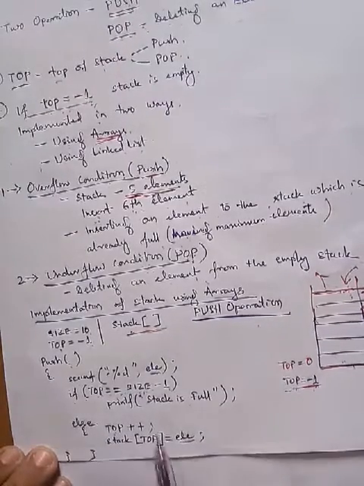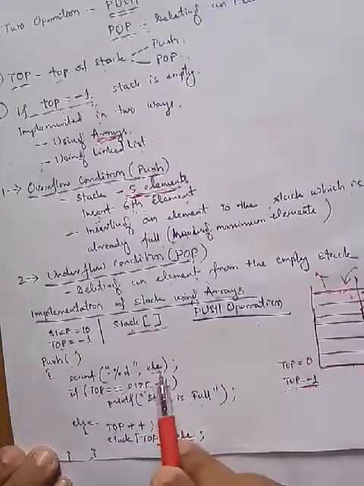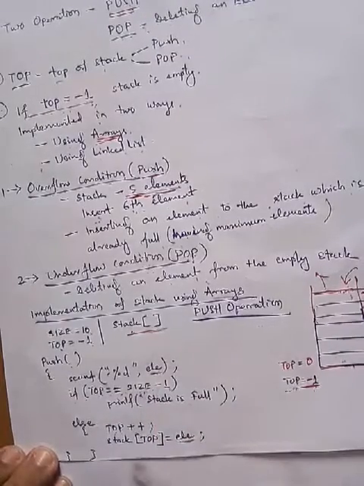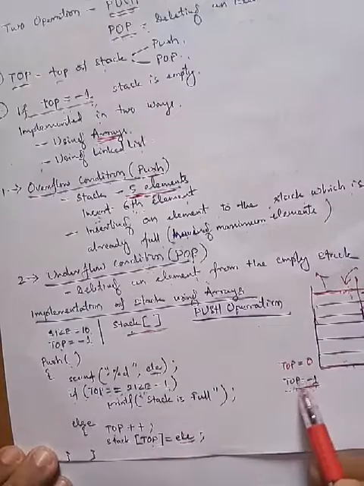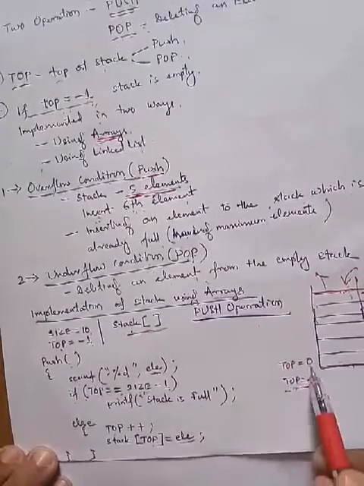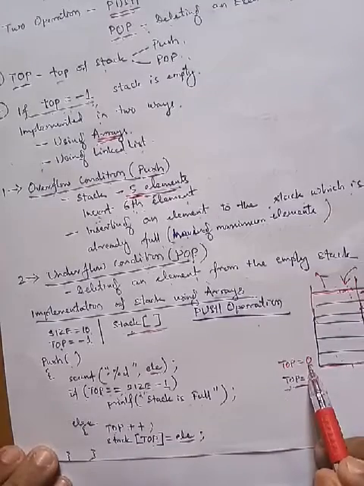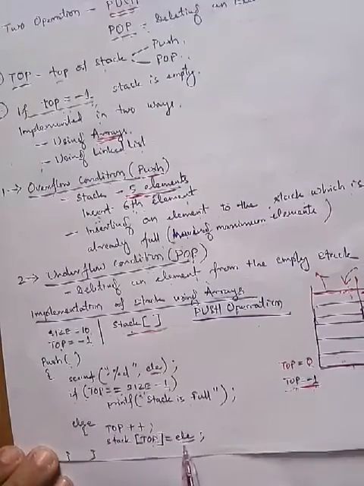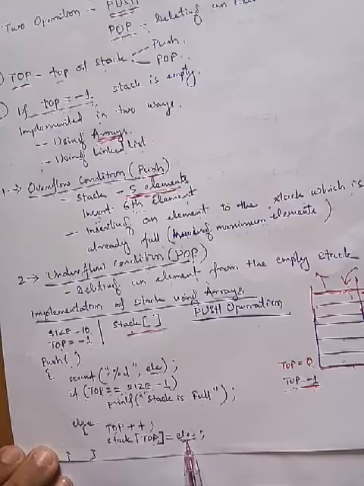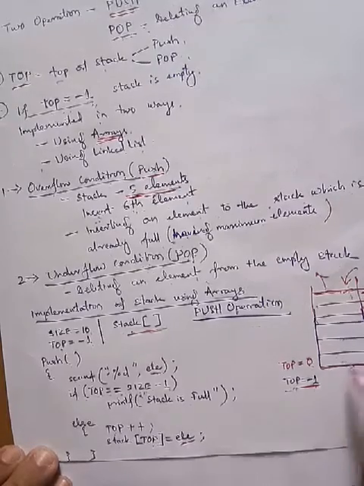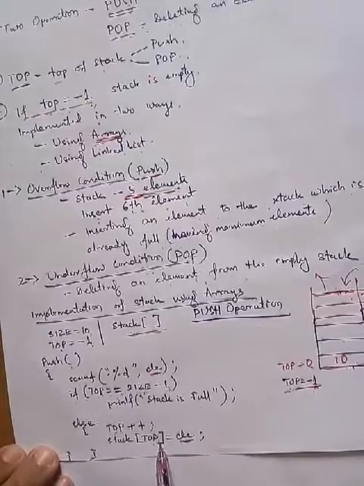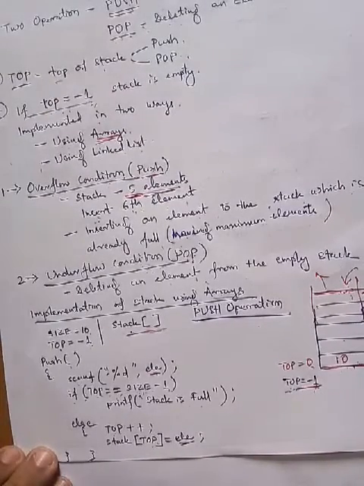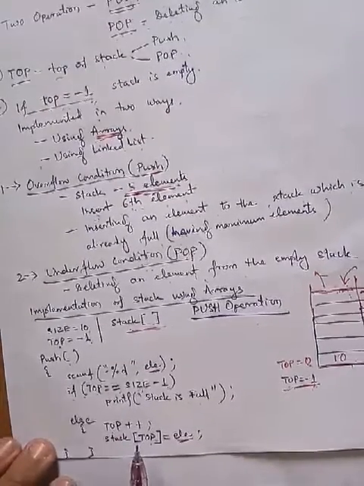Now the new element, whatever you have taken from the keyboard, will be assigned to stack of top. Now stack of top is stack of 0, since top is 0. So stack of 0 will be assigned with that element value, whatever is taken from the keyboard. Now suppose the value is 10. So that will be assigned in stack of top. So this is the push operation.